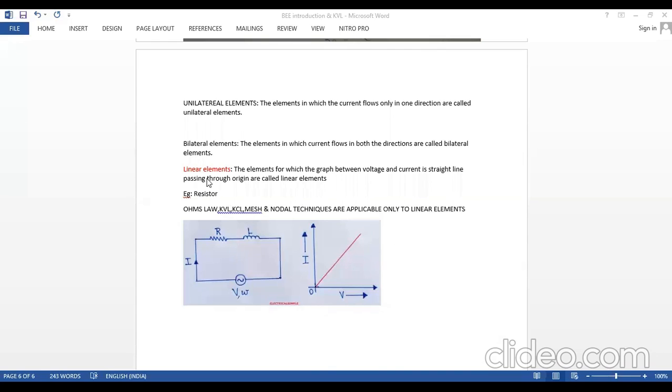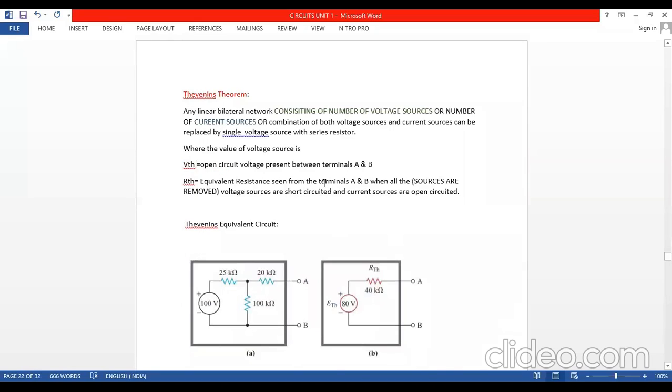So what are linear elements? All the elements for which the graph between current and voltage is a straight line passing through the origin. For these elements only, our theorems and also KVL and KCL are applicable. Therefore, for every theorem we have to write this particular statement. So today our task is to be perfect with the statement of Thevenin's theorem. The superposition theorem statement we did not discuss yesterday; we'll see that in the next class. So all students, you must be perfect.